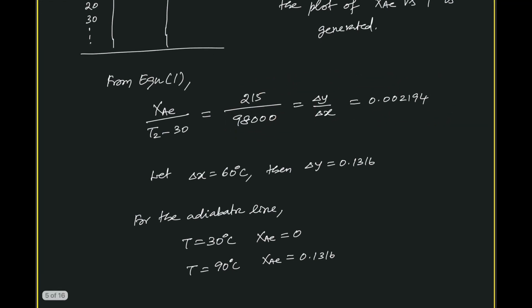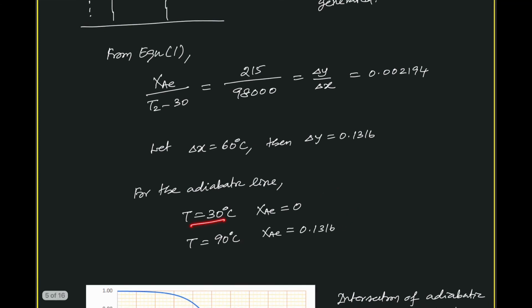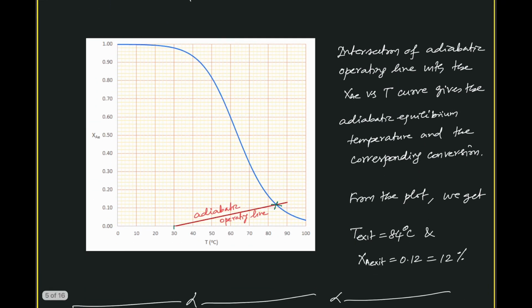We can assume some value of temperature difference. Say for a temperature difference of 60 degrees Celsius, what is the y coming? Now we have two temperature values and two XA values. At a temperature of 30 degrees Celsius, XA is 0, and at a temperature of 90 degrees Celsius, XA is 0.1316. These two points are marked in the plot. Simply draw a line passing through these two points, and that is cutting this equilibrium curve. This intersection point is the final result.